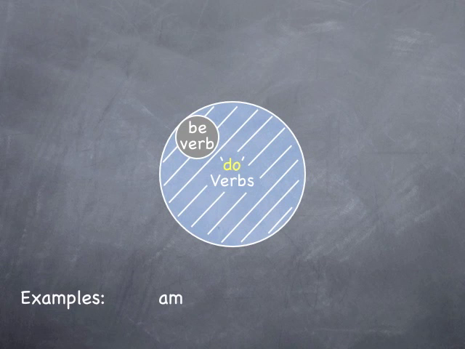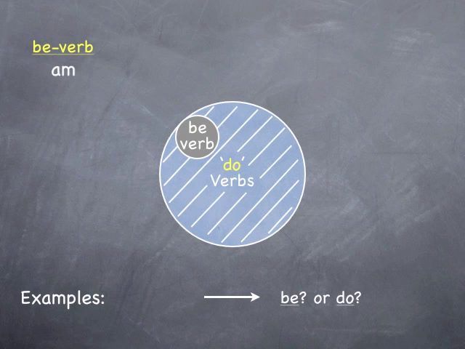Am. Is this a be verb or a do verb? Good, it's a be verb. How about is? Is this a be verb or a do verb? Good, it's also a be verb. How about are? Is this a be verb or a do verb? Good, it's also a be verb.